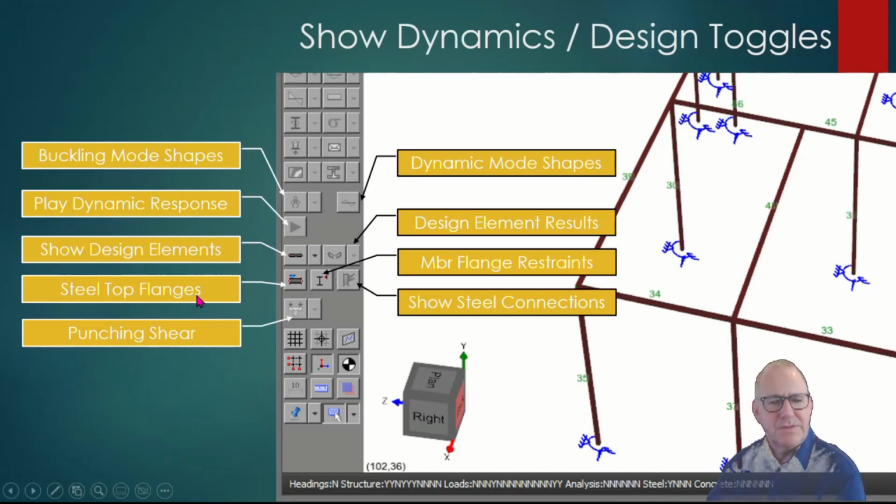This button shows you which are the top flanges of your steel elements. So some of them might get upside down if you're not quite careful. And this button allows you to show the steel connections. So you join two members and you say make a connection. To be honest, the steel connection design is a bit limited in this package.